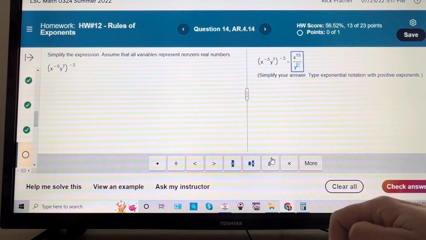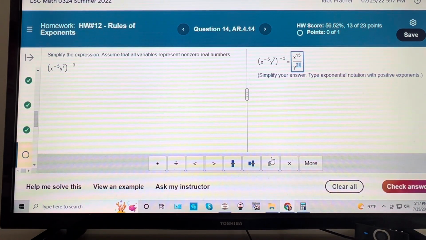You do need to move the y to the bottom because it had a negative exponent, and we want all positive exponents right here.